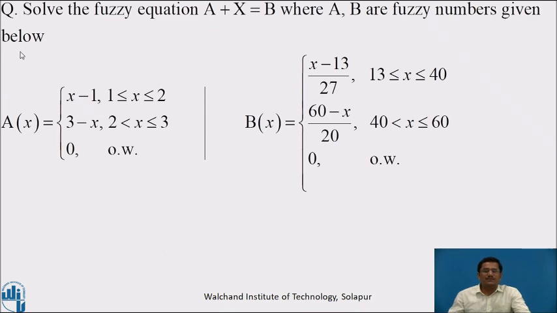Let us consider the first example. Solve the fuzzy equation a plus x equal to b, where a and b are the fuzzy numbers defined by these two membership functions.